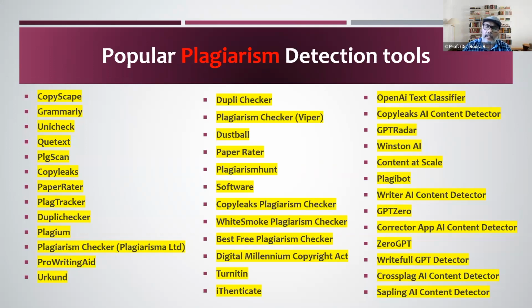So that's why different software is required. Best free plagiarism checker, Digital Millennium Copyright Act, Turnitin is one of them, Authenticate is one of them. I think we have already talked enough about these popular plagiarism detection tools. Another, the latest one, is the OpenAI Text Classifier. This is the latest one. I'm sure sooner or later, but these capabilities are already there in Turnitin.